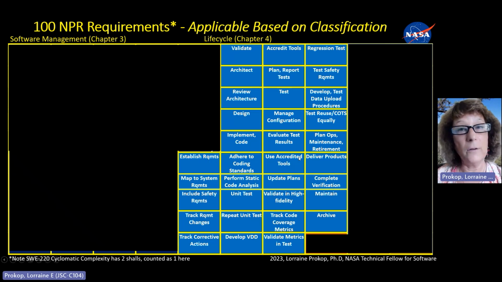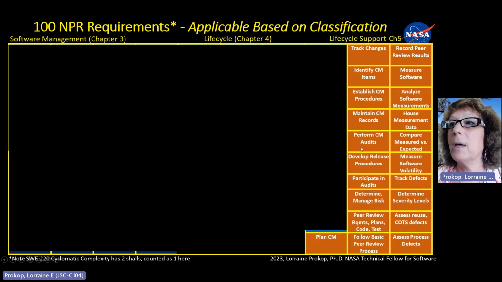And then later in the life cycle, plan for maintenance and retirement, actually deliver the products, complete your verification, maintain the product, and archive it. So that's the whole life cycle. The end of this is chapter 5, which is life cycle support. And I'm just going to rattle them off.